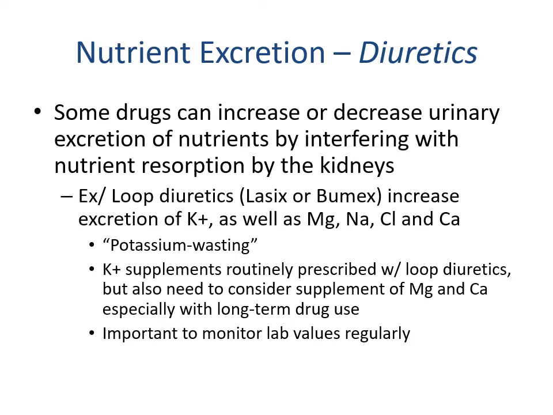Taking a look at diuretics, some drugs can increase or decrease urinary excretion of nutrients by interfering with nutrient resorption by the kidneys. For example, loop diuretics, such as Lasix or Bumex, increase excretion of potassium as well as mag, sodium, chloride, and calcium. These are known as potassium wasting diuretics. Potassium supplements are routinely prescribed with loop diuretics, but we also need to consider supplementing magnesium and calcium, especially with long-term drug use. It's important to monitor lab values regularly to make sure these dosages of supplements are correct.